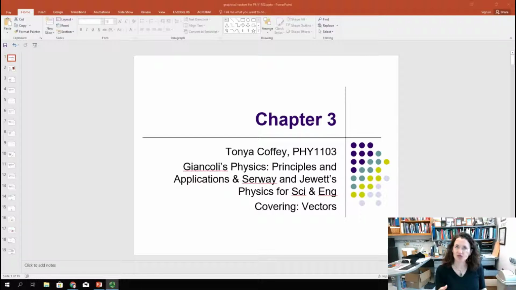I also use some really nice resources in this lecture from Serway and Jewett's Physics for Scientists and Engineers. This is also a really great book, but it's usually used for the calculus-based section. However, since we're dealing with graphical addition, it doesn't really matter yet.